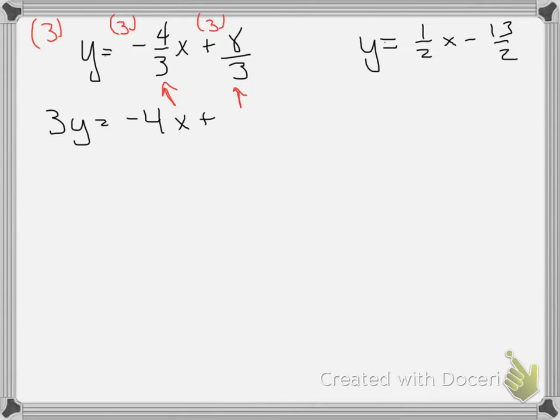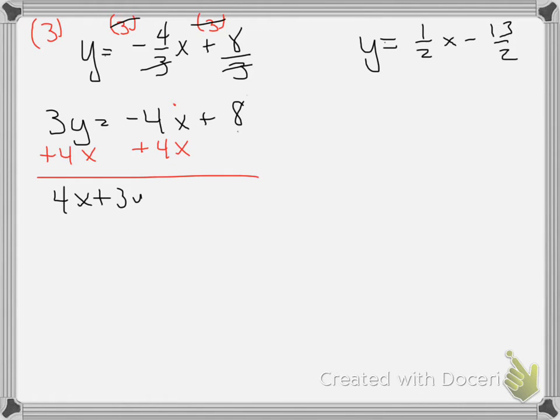3 times 8 is 24/3, and 3 goes into 24 8 times. So really the denominators cancel each other out, and you end up with what you have up there. Now we're not through. We want the standard form, so we're going to put the x's and y's together on the same side of the equal sign. So when we do this, we get 4x plus 3y equals 8.